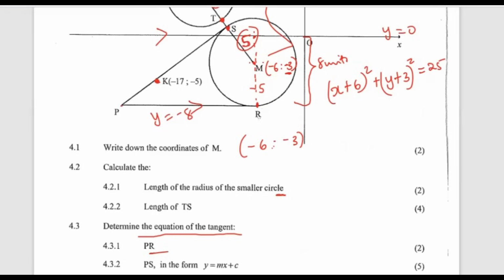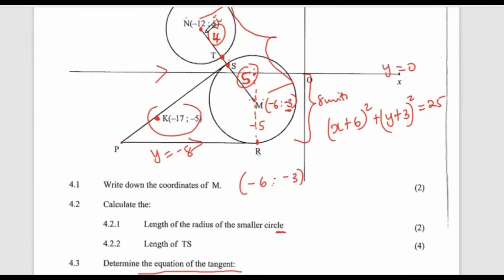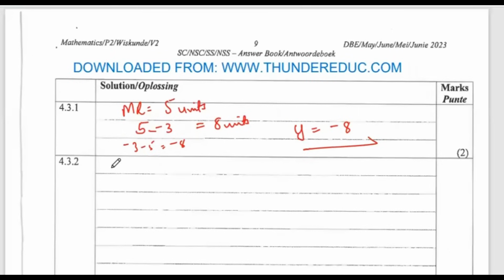And then the next question wants us to get PS. What is PS? The equation of PS in the form of mx plus c. So do we know the gradient? No, we don't know the gradient, but we have one coordinate point, which is fine. We can get the gradient from MN, since it's a straight line, and so I'll start by finding the gradient of MN.